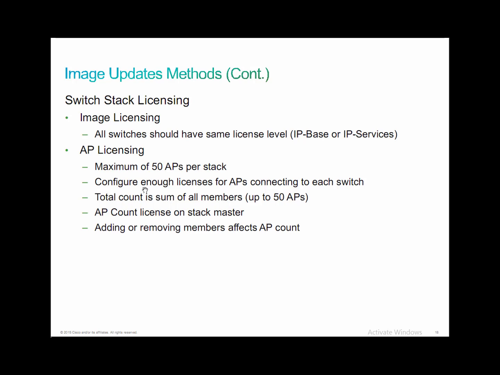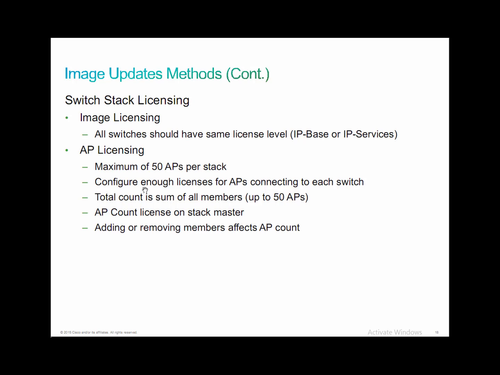The answer is no. You cannot add 100 APs. You cannot add 200 APs. The maximum number of APs per stack is 50. Each switch in the stack has to have an AP count license that matches the maximum number of APs connected to it. The total AP count license of the stack is equal to the sum of all the individual member AP count licenses, which is up to 50. So the total count is the sum of all members. When new members get added to the stack, the AP count license is automatically added.